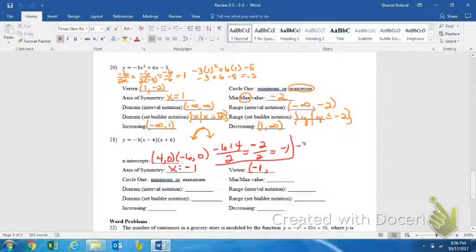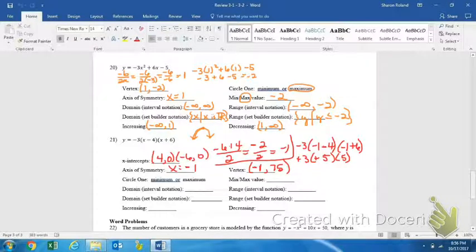You have negative 3 times negative 1 minus 4 times negative 1 plus 6. This is going to be a big number. That's negative 3 times negative 5 times positive 5. The two negatives make a positive. 3 times 5 is 15, times 5 is 75. Glad we're not graphing that one.